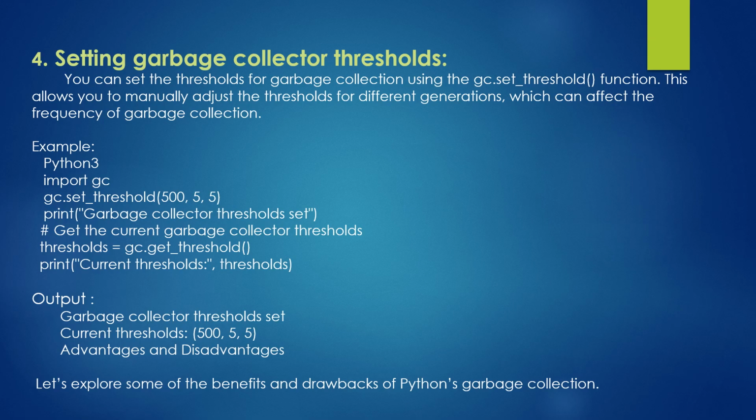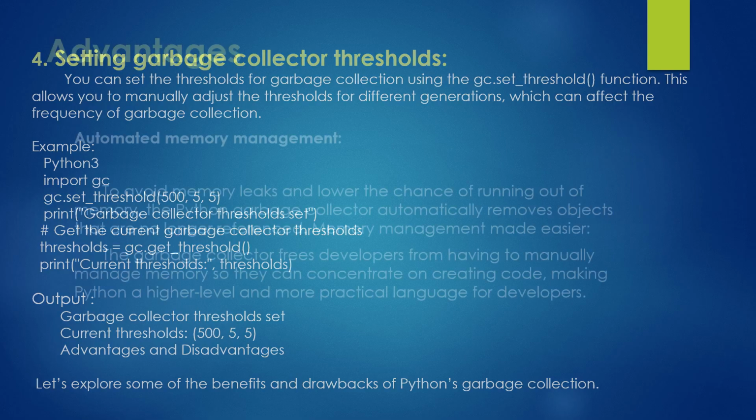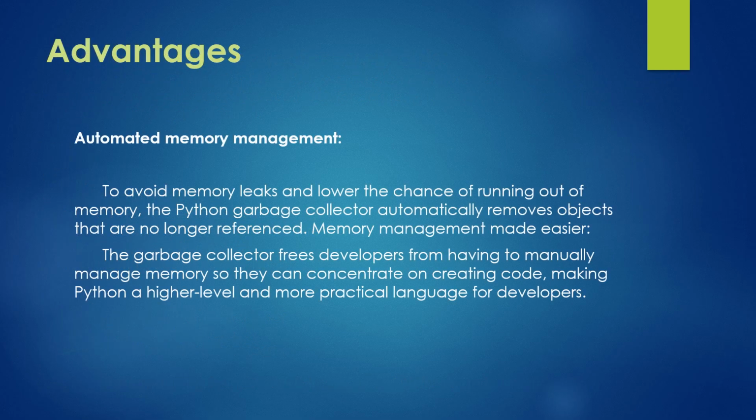Now let us explore some advantages and disadvantages of garbage collection in Python. The first advantage is automatic memory management. To avoid memory leakage or the chance of running out of memory, the Python garbage collector automatically removes the objects that are no longer referenced. The second is that memory management is made easier. The garbage collector frees developers from having to manually manage memory so they can concentrate on creating code, making Python a higher-level and more practical language for developers.